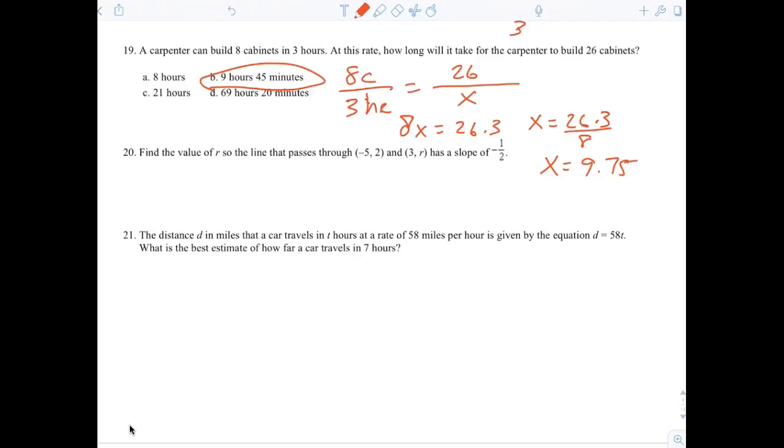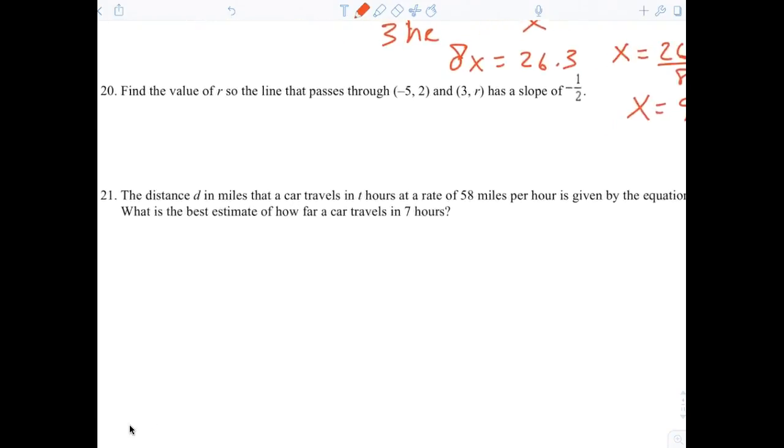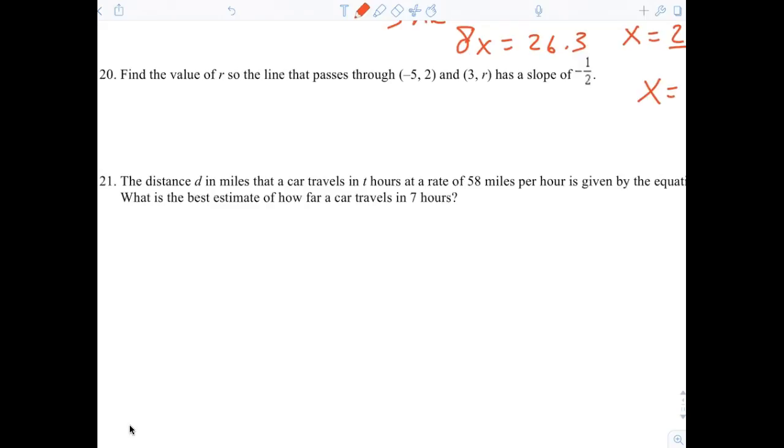Okay, 20. Very important. Find the value of r, so the slope is -1/2. So we're going to calculate the slope first, right? So the slope would be r minus 2 over 3 plus 5 equals -1/2. Anybody have issues with that? Any issues at all? Okay.